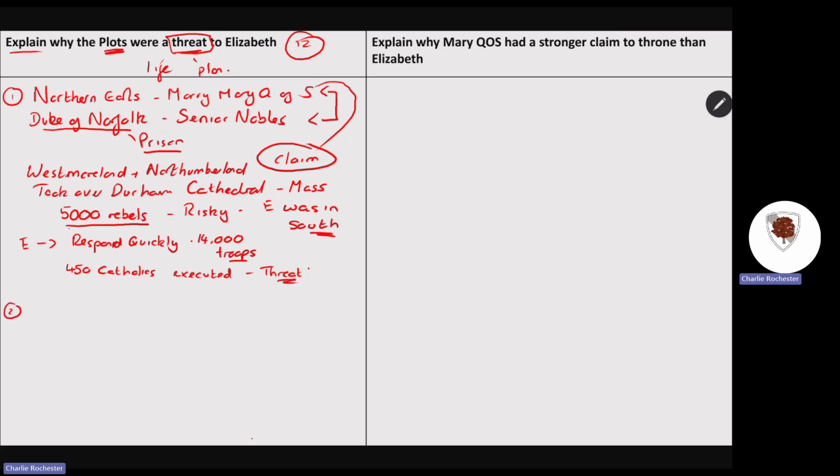The second one, I'm going a bit out of chronology here, is the Babington plot, which we should know is the last plot to happen in 1586. Now, this was very dangerous because the plan was to execute Elizabeth and replace her with Mary, Queen of Scots.